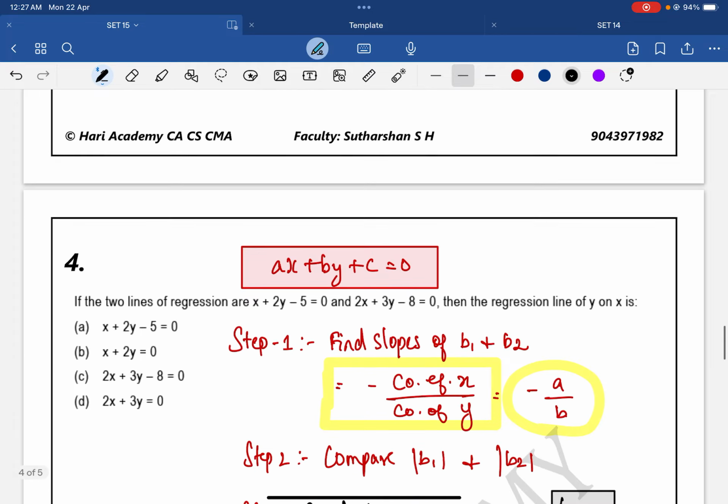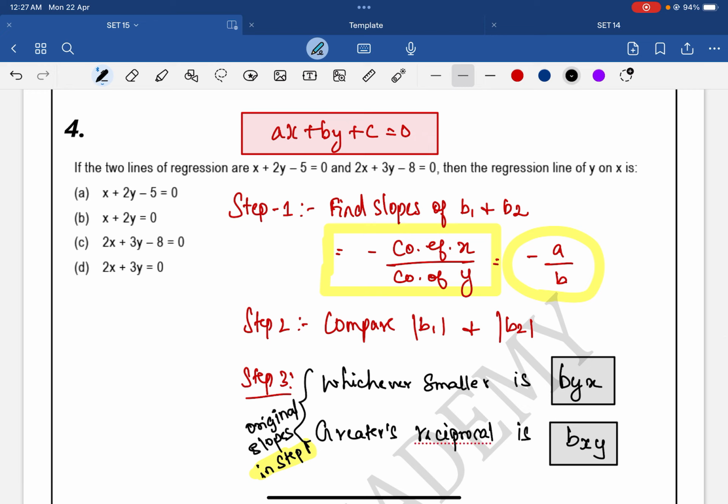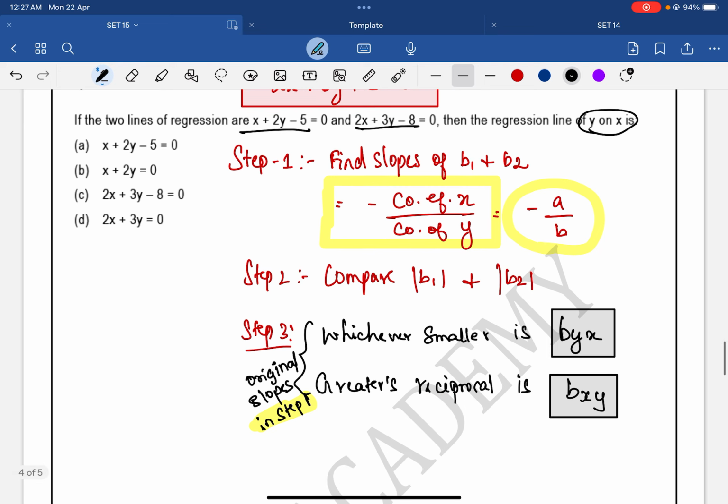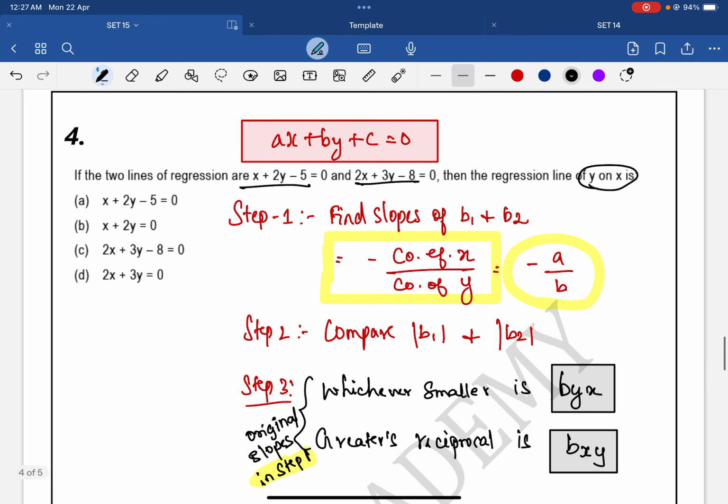Now question number 4. If the two regression lines are given, two equations are given, and they are asking y on x, how can I approach this sum? First thing, you need to find the slopes. How can I find the slopes? Suppose the equation is in the form ax plus by plus c is equal to 0. Everything is in the same equation form. What you can do is find minus coefficient of x, put minus over here. Step 1. Coefficient of x is 1 for this equation, divided by coefficient of y, that is 2. This is for equation number 1.